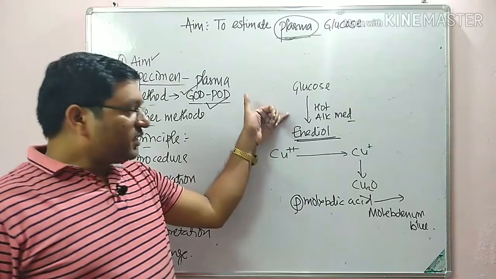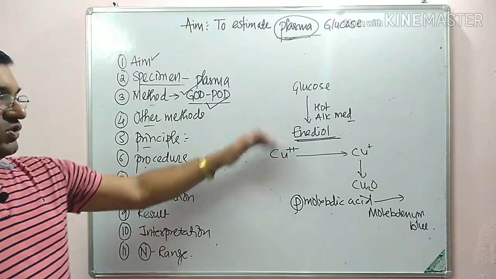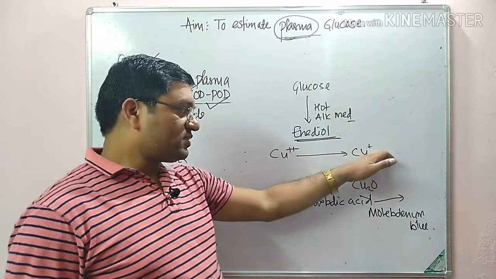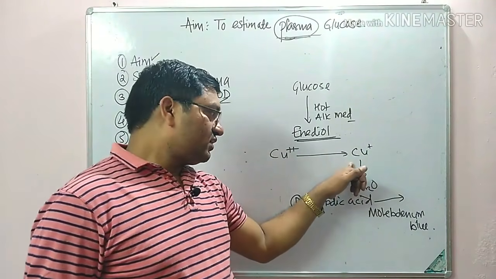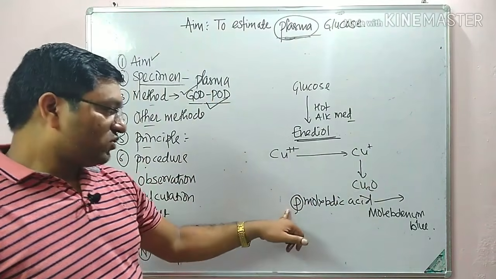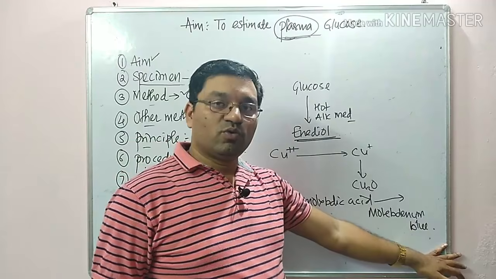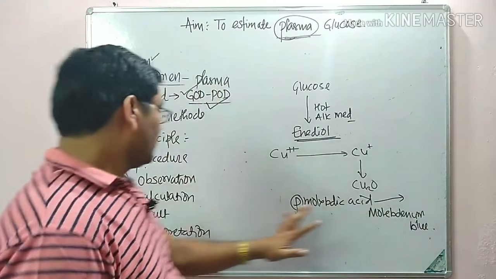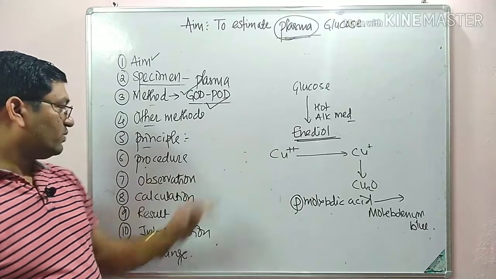Glucose in hot alkaline medium gives enediol, which reduces cupric ion to cuprous ions, and simultaneously there is conversion of phosphomolybdic acid to molybdenum blue, which is read colorimetrically. So this is the principle of Folin method.